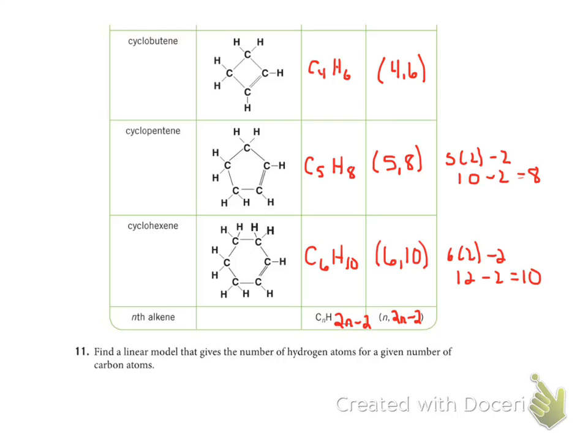So number 11, find a linear model that gives the number of hydrogen atoms for a given number of carbon atoms. When they say find a linear model, they mean to find the equation of the line. So we want the number of hydrogen atoms for a given number of carbon atoms. What should be on the right side of that equation? Any ideas?